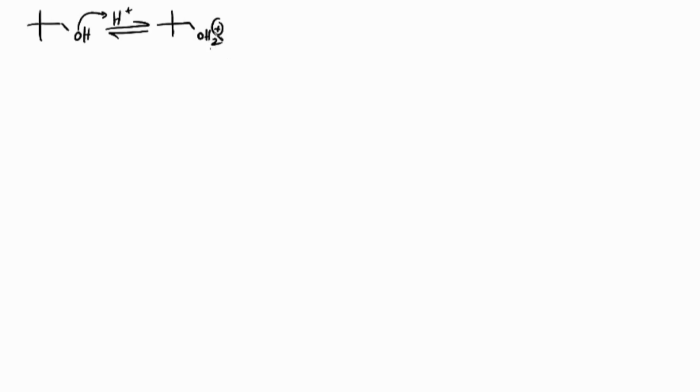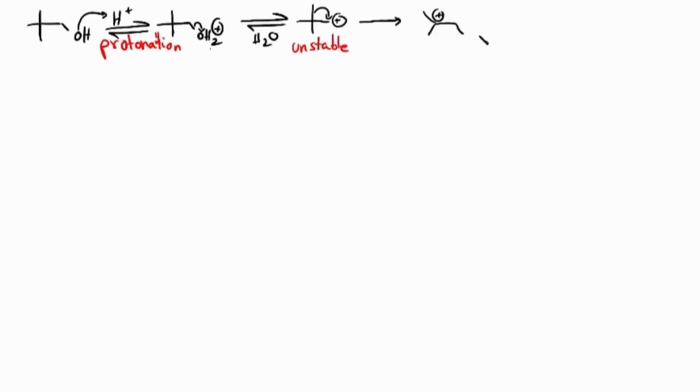Following that, in the rate determining step, the OH2+ leaves as a water molecule to obtain the primary carbocation, which is highly unstable. As a result, it immediately undergoes 1,2-alkyl rearrangement, when one of the methyls attached to this carbon migrates to the carbocation, like so, to obtain the following carbocation, which is tertiary. And this carbocation undergoes a nucleophilic attack by the bromide, which is in the solution and is the nucleophile, to obtain this product. Since this product is not chiral, only one product is obtained.